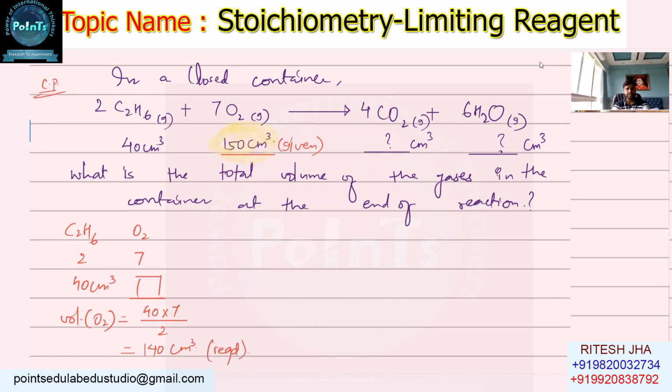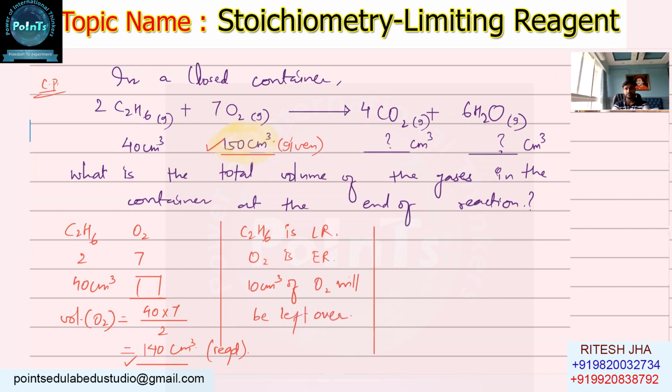You are given 150 and you require only 140. This says that C2H6 is the limiting reactant. Out of 150 only 140 is being used, which means O2 is the excess reactant and 10 cm cube of O2 will be left over at the end of the reaction. Agree? You will be making C2H6 your basis because that is the limiting reactant.